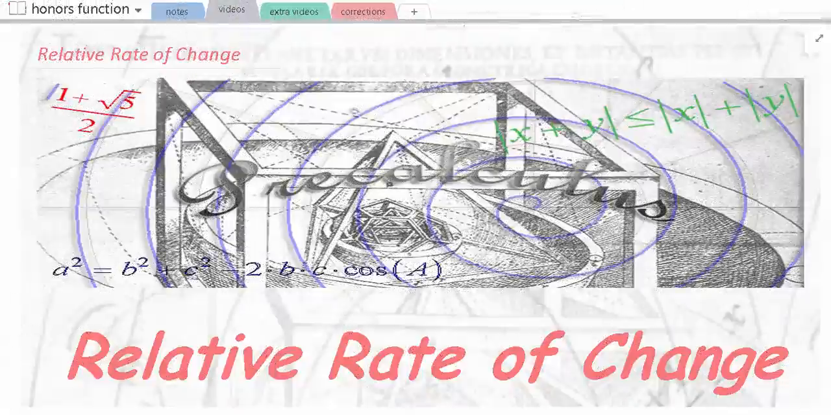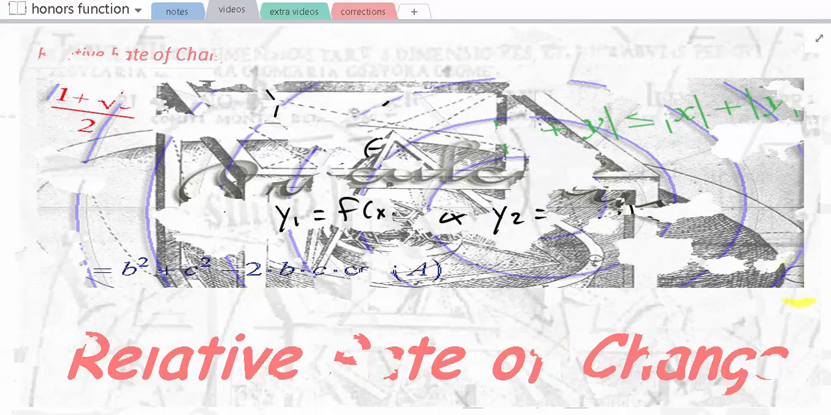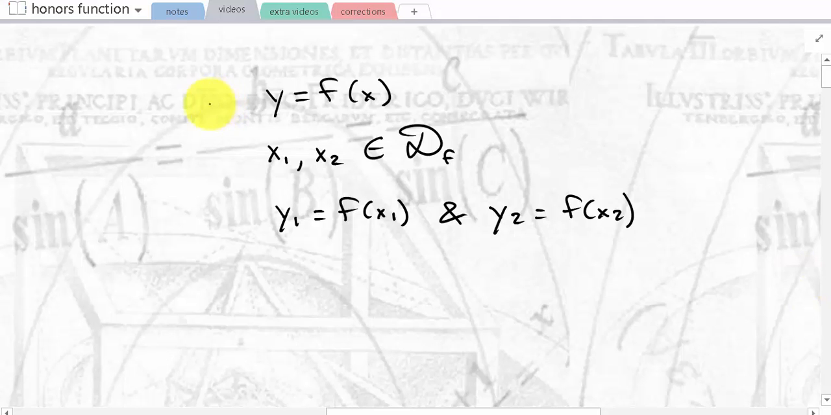This is the last lecture in which we will be studying how a function changes. This lecture is about the relative rate of change. Let's begin. As in the previous lecture, I need a function that I will call f.